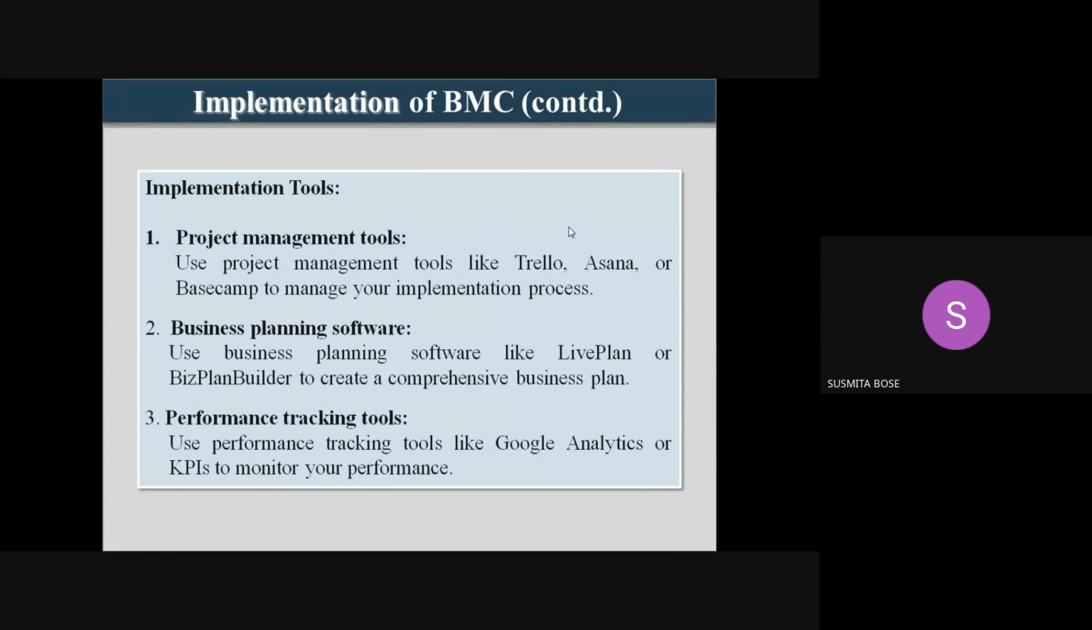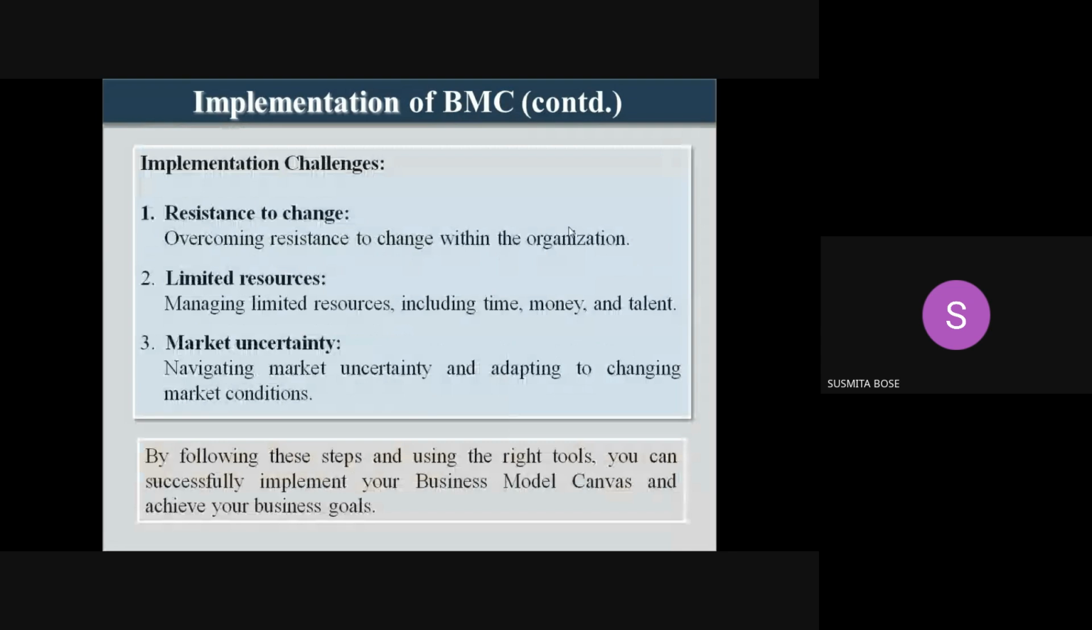Then you have to use project management tools, like there are various project management tools, Trello, Asana. Then you have to use business planning software. Various business planning software are there to make your work easier. You can use these technical tools. You can use performance tracking tools like Google Analytics or KPIs to monitor the performance of your product.